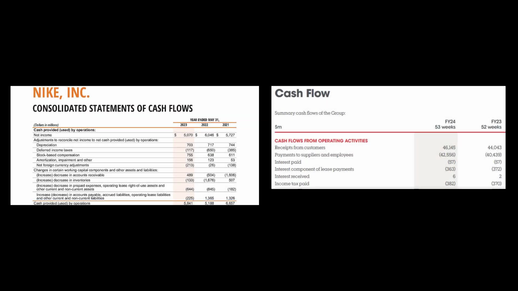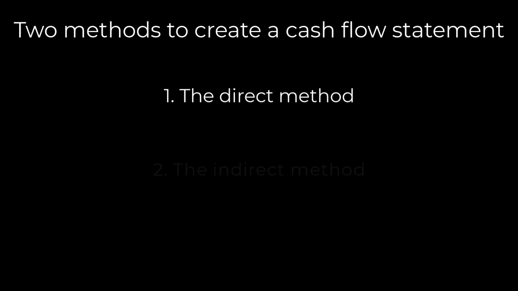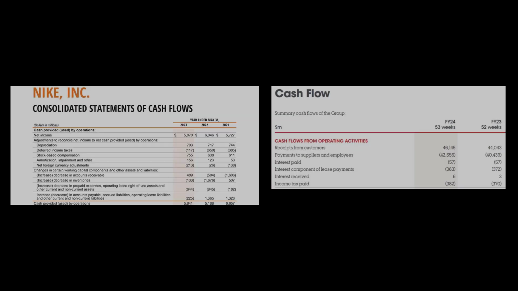If you look at the cash flow statement of different companies, you might notice that they are laid out in different ways. That's because there are two methods to create a cash flow statement: the direct method and the indirect method. Whether a company is using the direct or indirect method, the changes will appear in the operating activities section. The investing and financing activities sections will be the same for both methods.